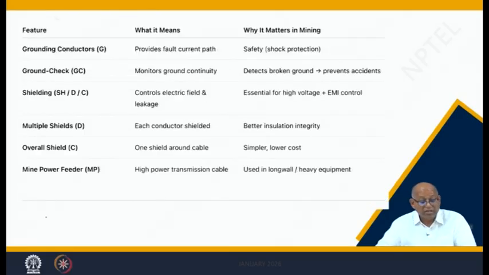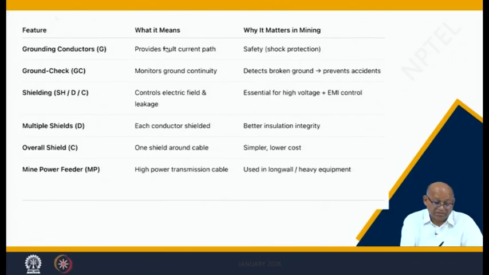Overall, you can see the grounding conductor provides the fault current path, it is for safety. Ground check conductors monitor ground continuity, they will detect a broken ground. If the ground is broken, it should be monitored, otherwise there will be no safety. So, GC will monitor G. Then shielding controls electric field and leakage, essential for high voltage and EMI control. So, it is a shielded cable.